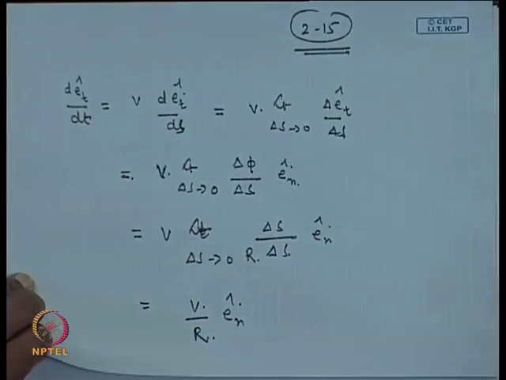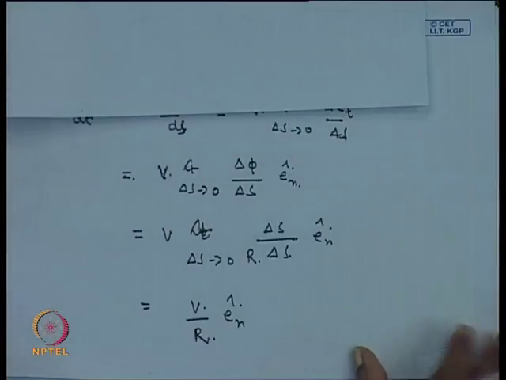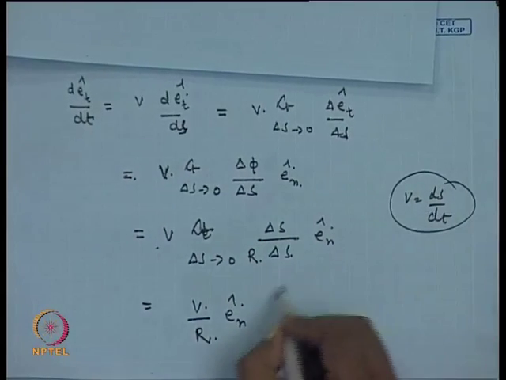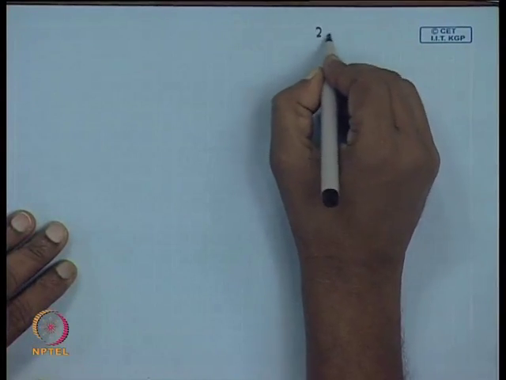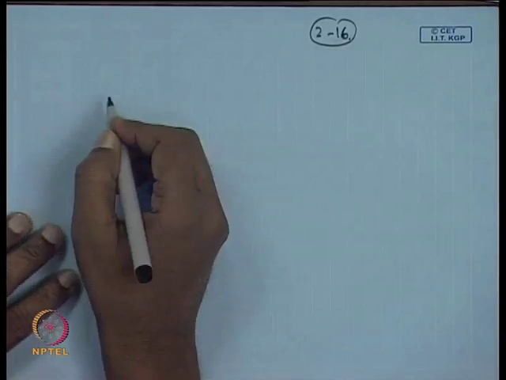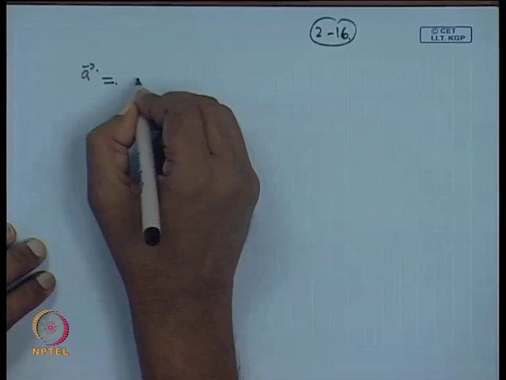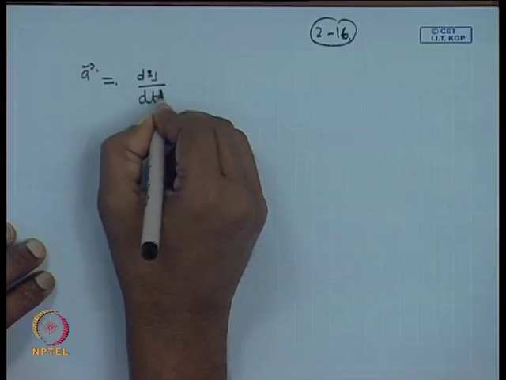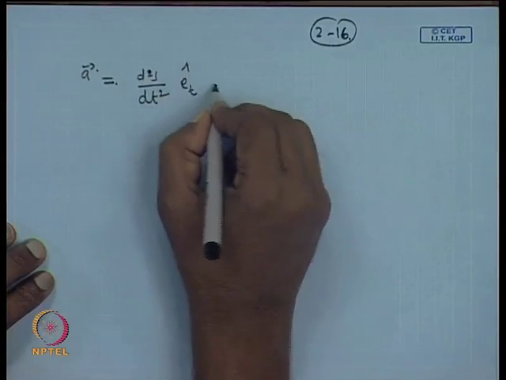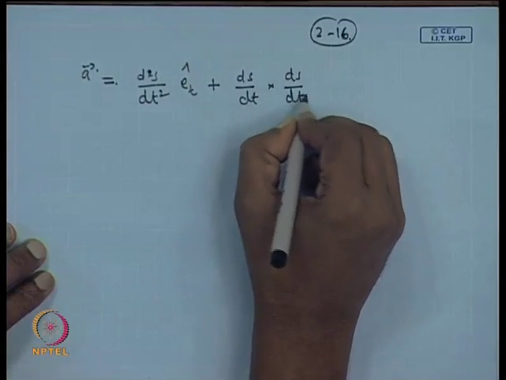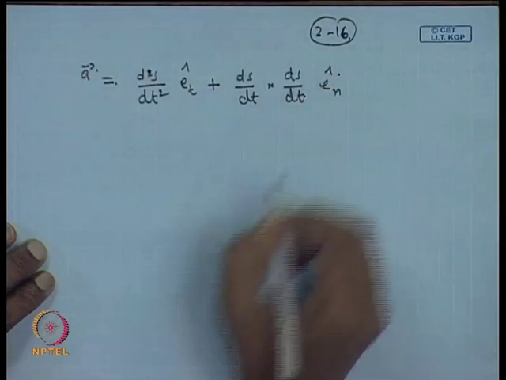And now, putting back into our original equation for A, here we need to insert this, where V is nothing but V equal to ds/dt, in this place. Therefore, we can write A equal to d²s/dt² E_t cap plus ds/dt times ds/dt times E_n cap.